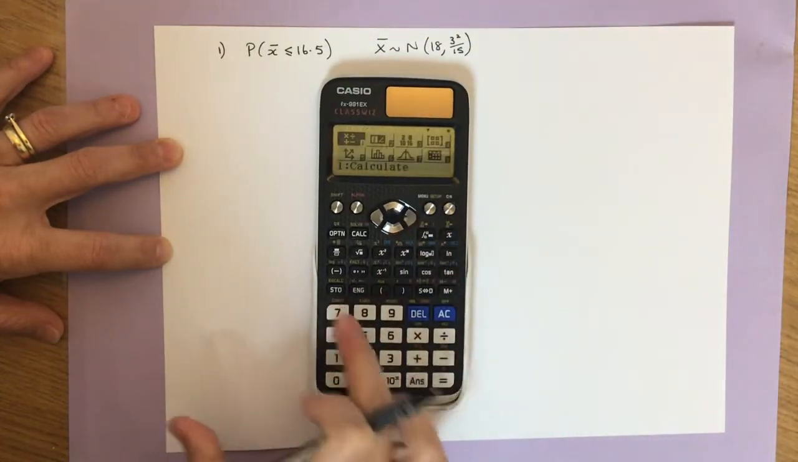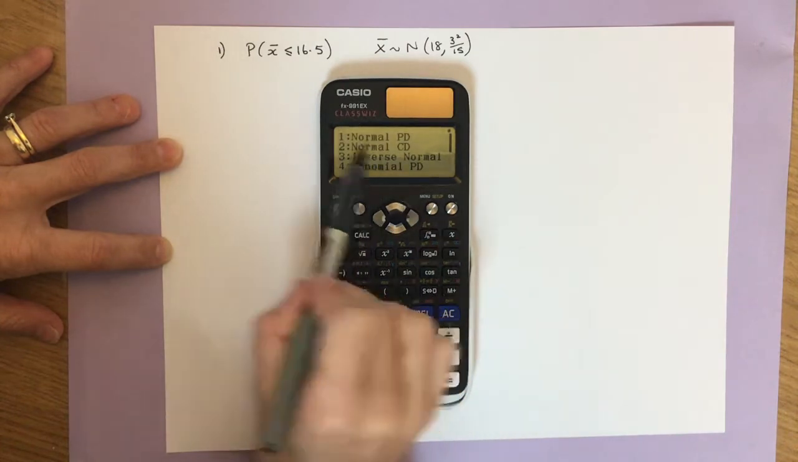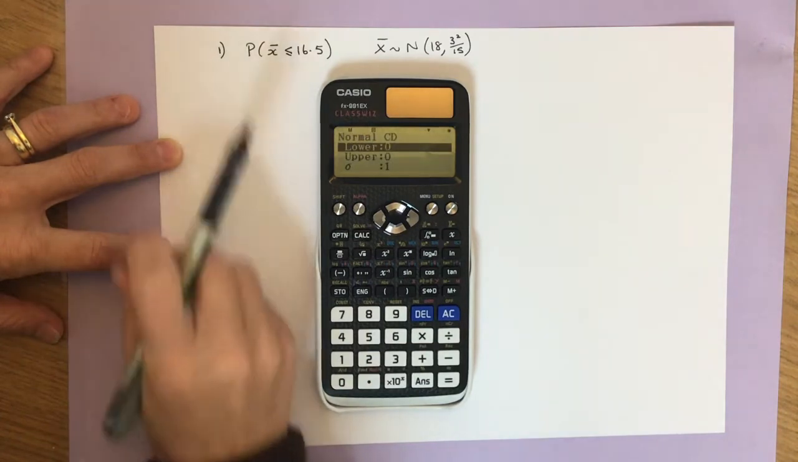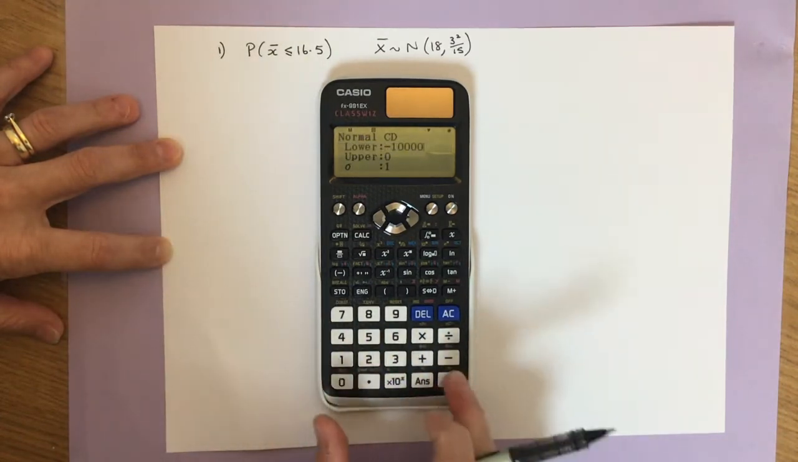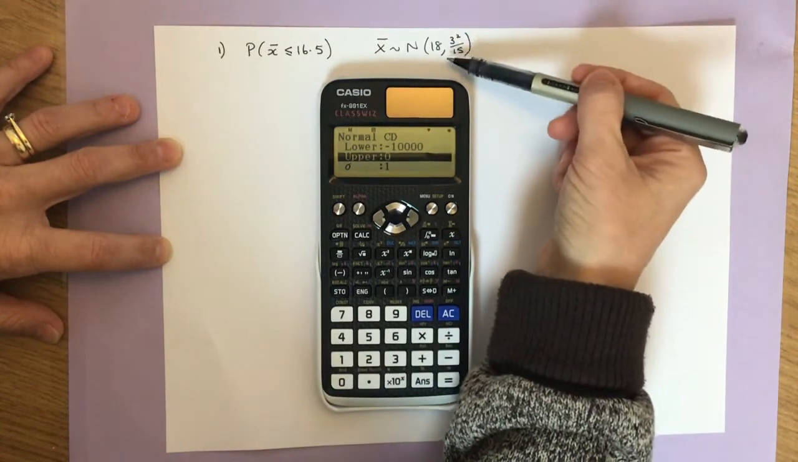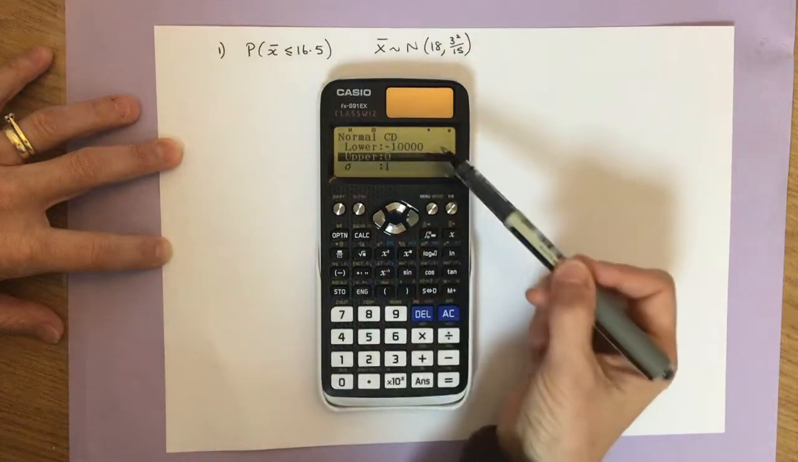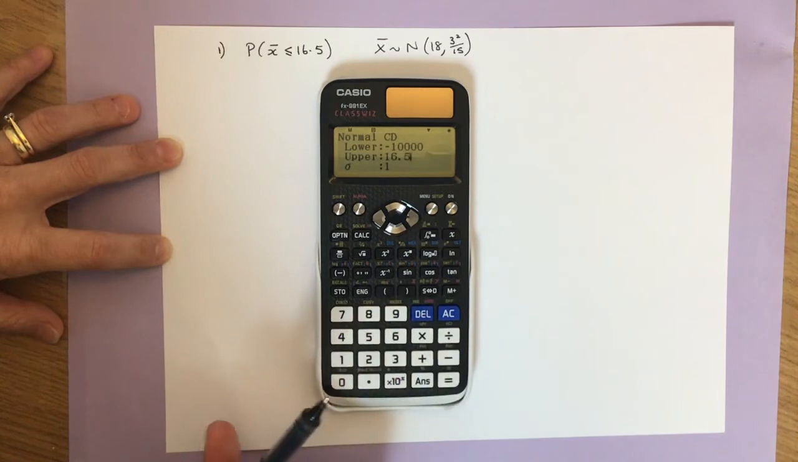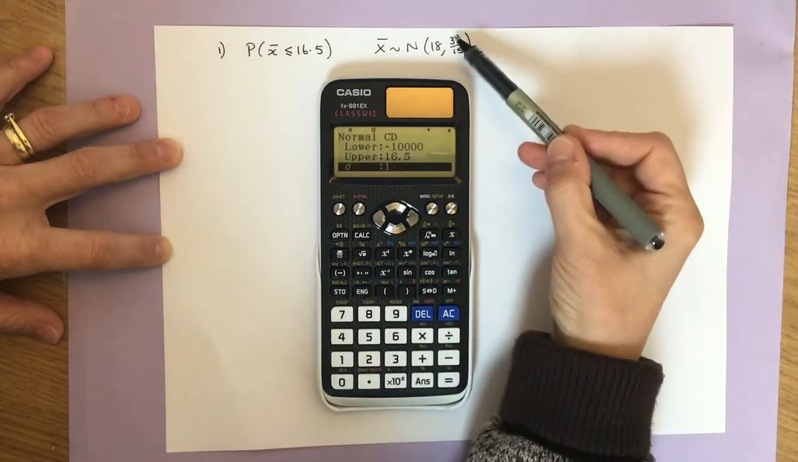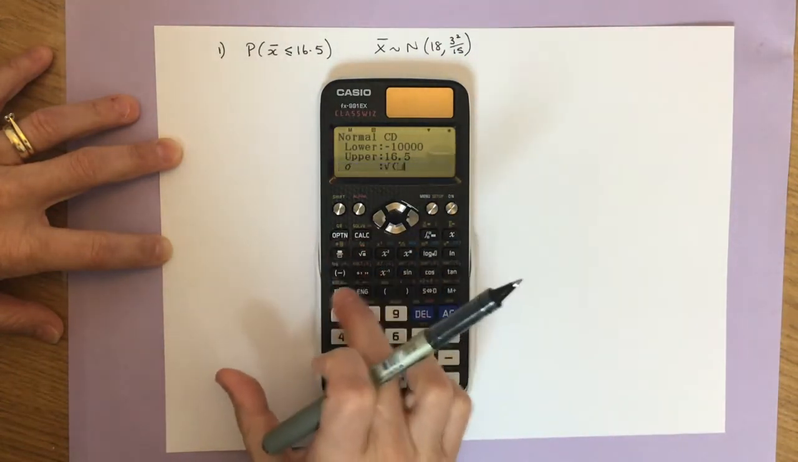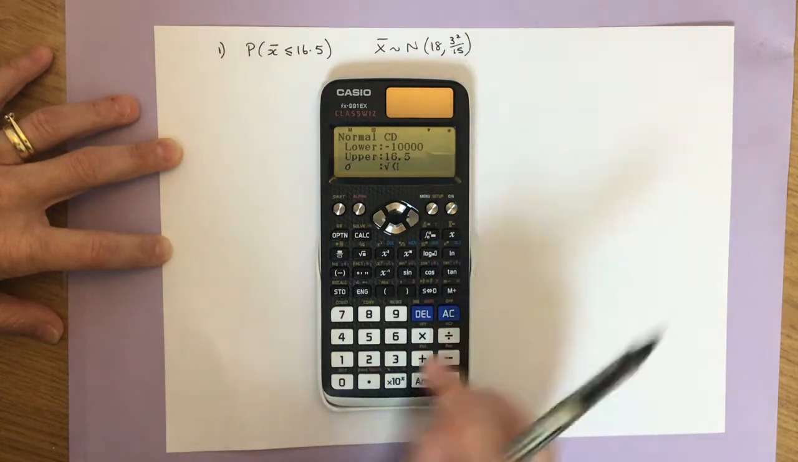So we're going for our normal CD, because it's less than or equal to, so our normal CD there. Our lower value, I'm just going to put in a really low value, doesn't matter, as long as it's less than 5 standard deviations. There's 5 lots of the square root of this, less than 18, we're okay, but to be safe, let's just put a really negative value in. Our upper limit is 16.5, because that's what I'm looking for. Our standard deviation is now the square root of this, so let's have a look at doing that. Square root of 9 over 15.